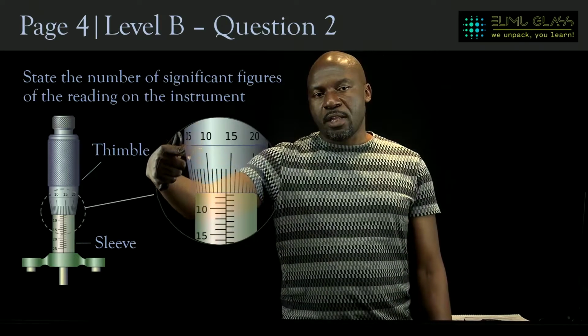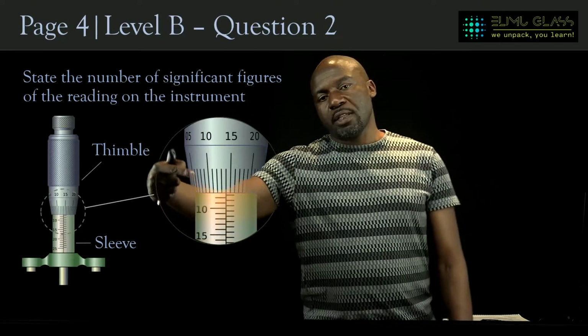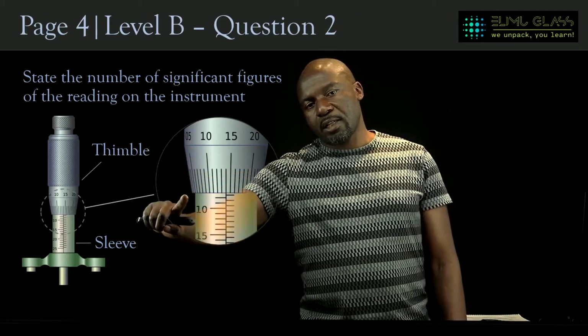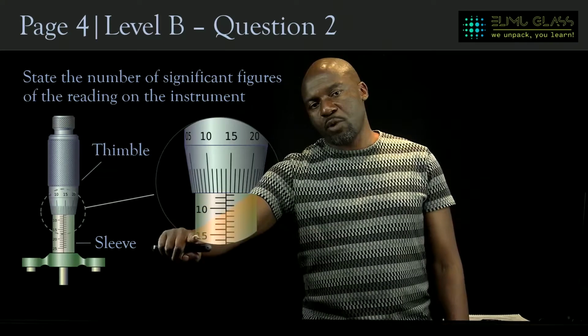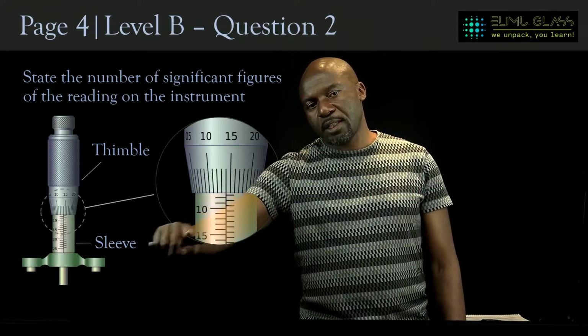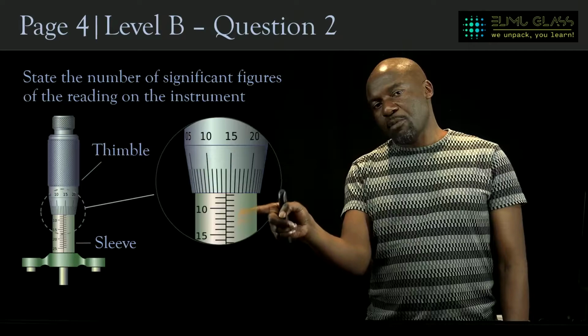So 0, then there is a 5, then there is a 10, then there is 15. So you can see coming from 0, we have gone until we are at 10. Between 10 and 15, this is divided into 5 equal parts, and on this side, the readings on that side are referring to the 0.5.